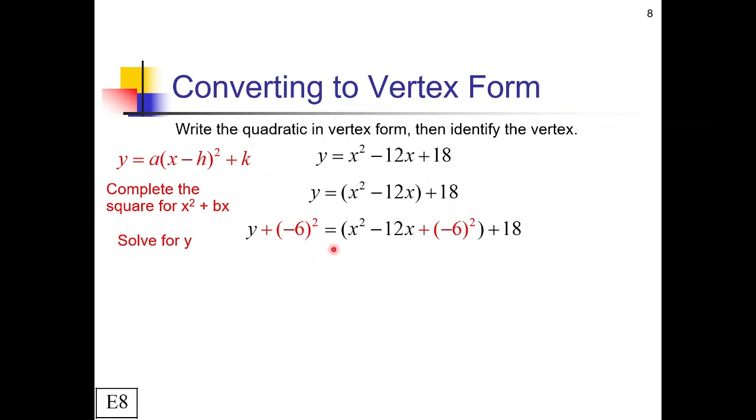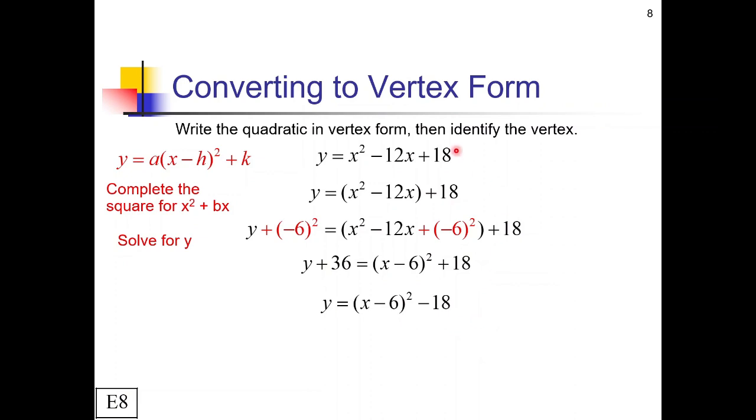On the left side, that gives me y plus 36. I'll just go ahead and simplify it now, because why not? On the right side, the whole point of completing the square was so that I could turn this into one of these squared parentheses. So this is going to be x minus 6 squared, plus that 18 that's still hanging around. And now we just have to get y by itself. So subtract 36 over to the other side, and 18 minus 36 is negative 18.